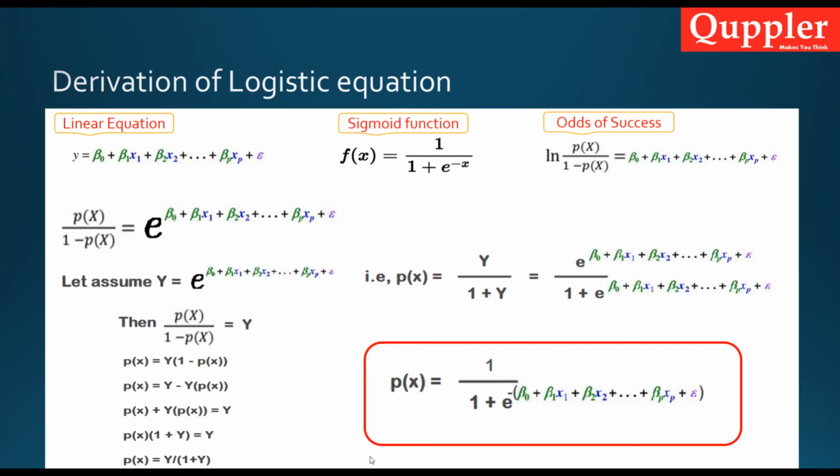derivative equation of the logistic equation, where p(x) equals 1 by 1 plus e to the power minus (beta naught plus beta 1 x1 plus beta 2 x2 and so on up to beta n xn). This is my final equation of the logistic equation.